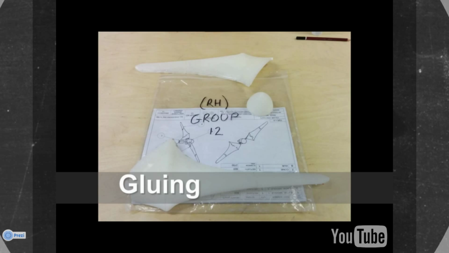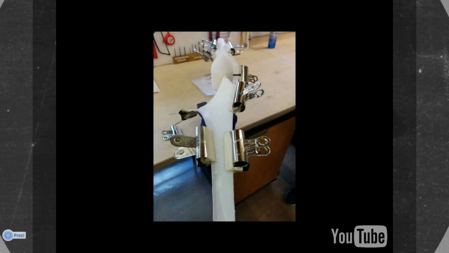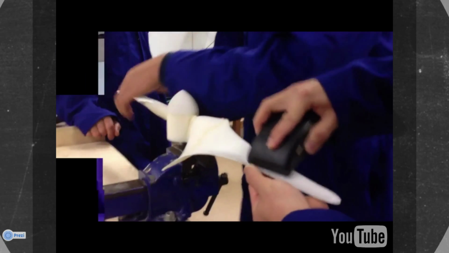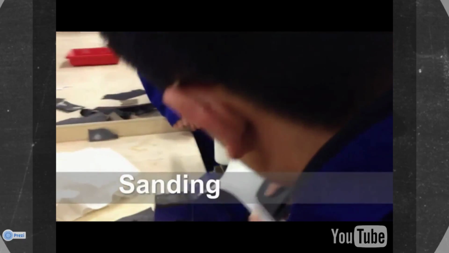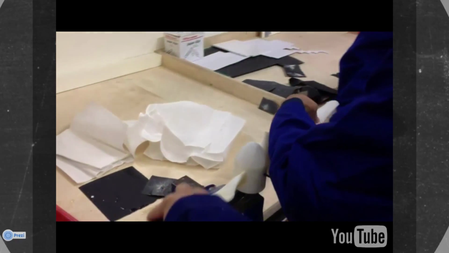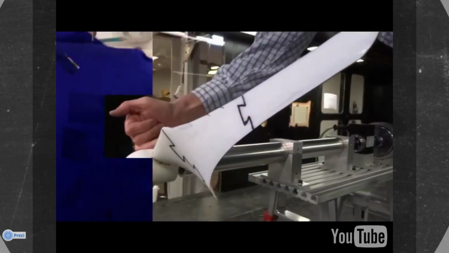Once everything was completed, the pieces of the blade were glued together while being held by clips. After a week of curing, sanding was done to make the surface of the wind turbine smoother, especially at the dovetails where the glue was applied. After weeks of exhausting our brain juices and intense manual labor, our final product was ready to be tested.